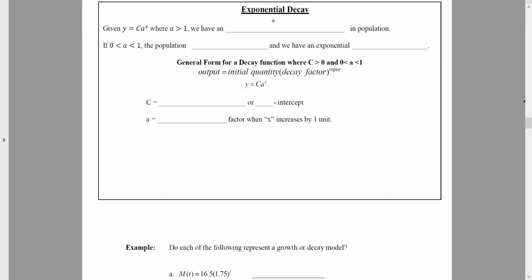We've talked about an exponential growth function, and that's when y equals c times a raised to the x power. We find that our a is greater than 1. That's when we have an increase in population, or we talk about a growth function here. So this would be an increase in population. If that factor, though, of a is a number between 0 and 1, your population is going to decrease.